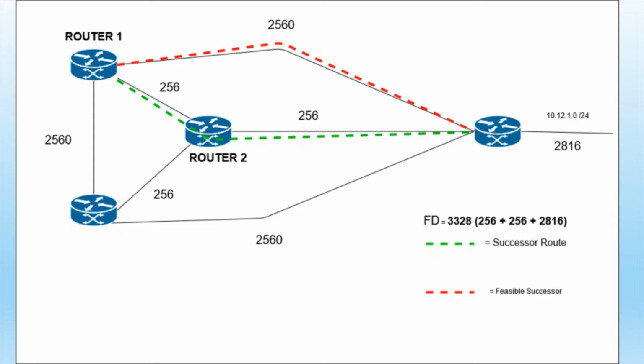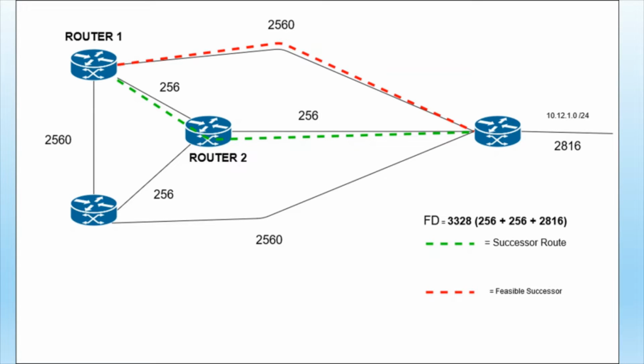The reported distance received by router 1 from router 2 would be 3072, or 256 plus 2816. Router 2 is our successor. This is the first hop router along the successor route. So router 2 would be called the successor if you're looking at this from router 1's perspective. The red dotted line represents our feasible successor route. Remember that this is a backup route maintained in the EIGRP topology database as a viable backup, a feasible successor.